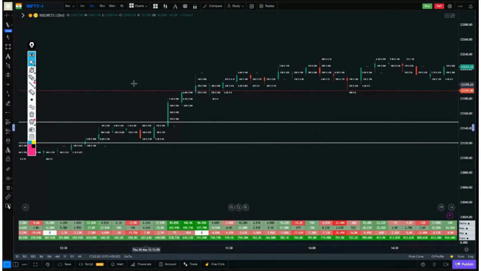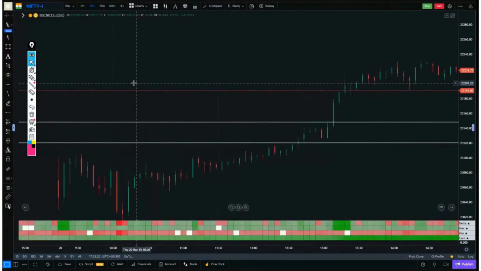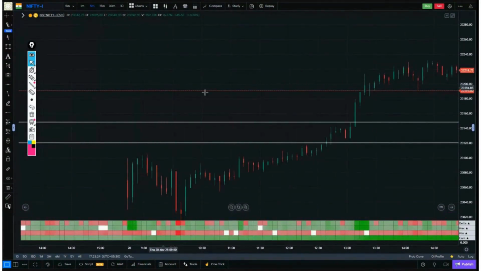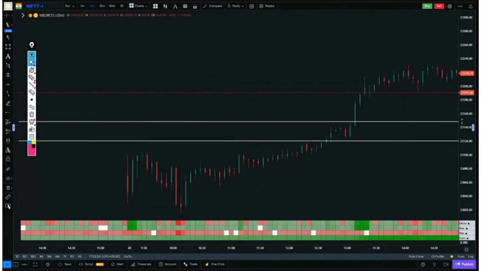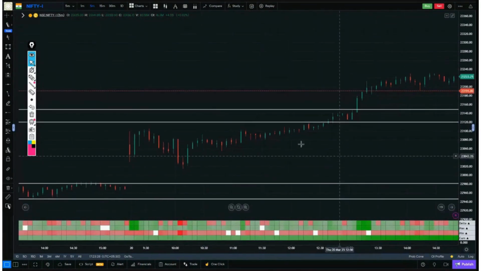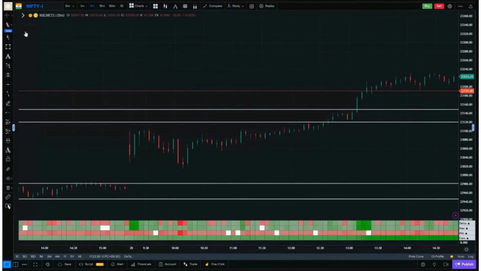Now let's look at Nifty's cash today, where the volume was in Nifty, where the buyers were, where the sellers were, and all these things to understand how to read the footprint properly. We try to do that.